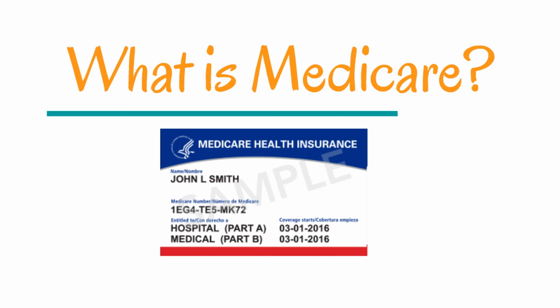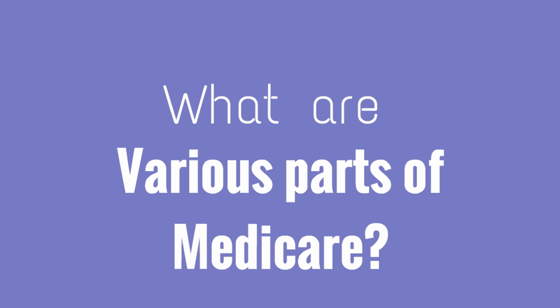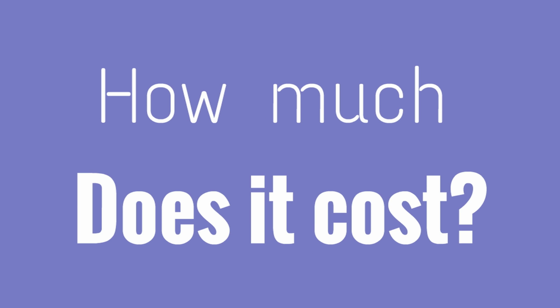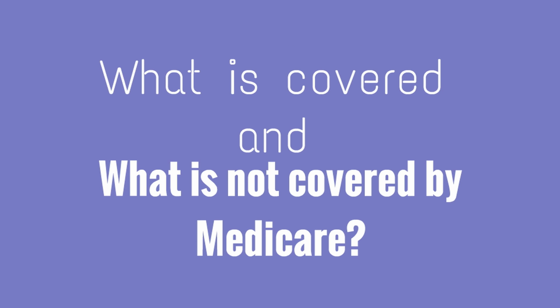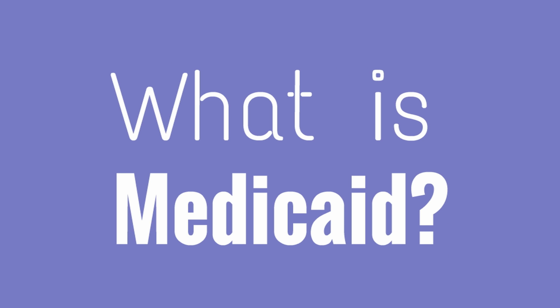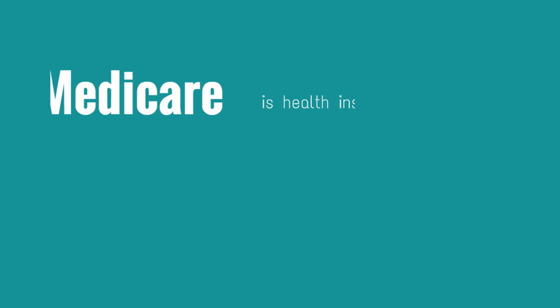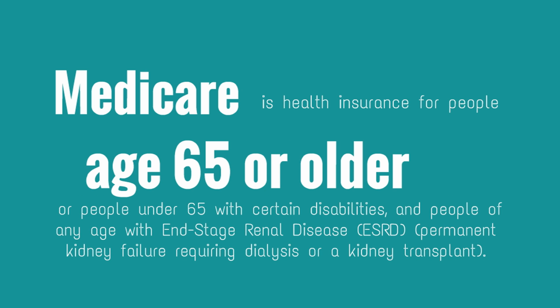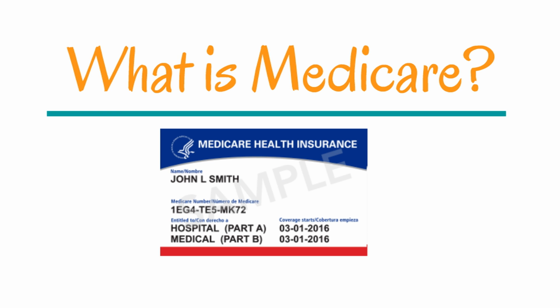Today I would like to clarify some frequently asked questions about Medicare. In this video, I will discuss what is Medicare, what are various parts of Medicare, how much does it cost, what is covered and what is not covered by Medicare, and the difference between Medicare and Medicaid. So what is Medicare? Medicare is health insurance for people 65 or older, people under 65 with certain disabilities, and people of any age with end-stage renal disease.